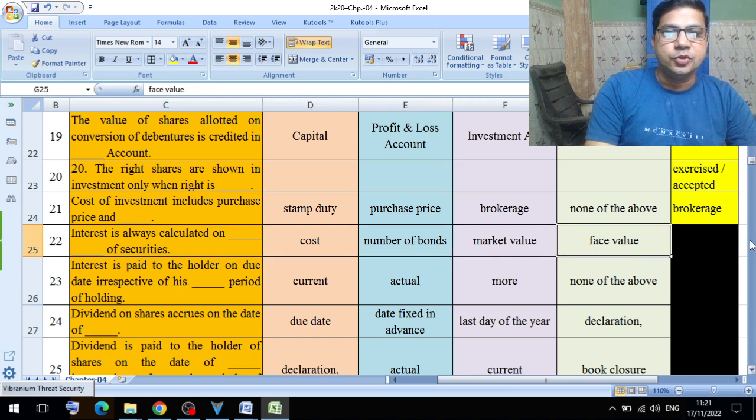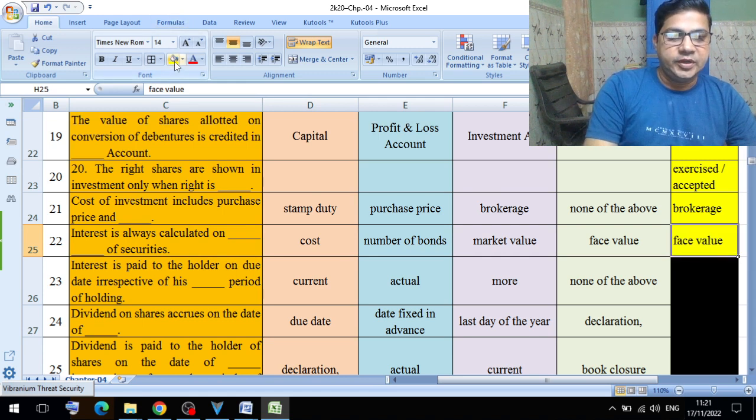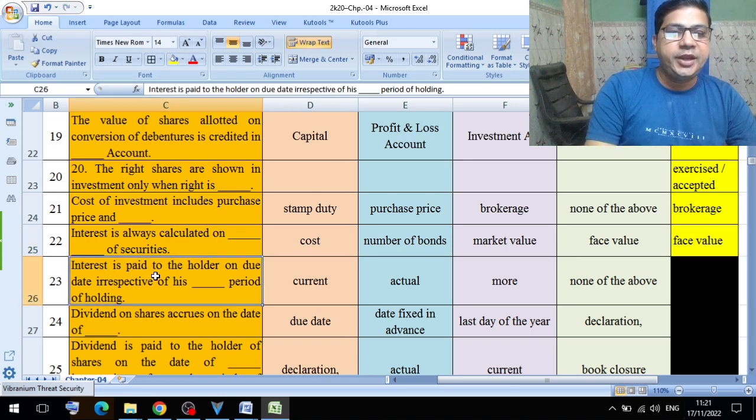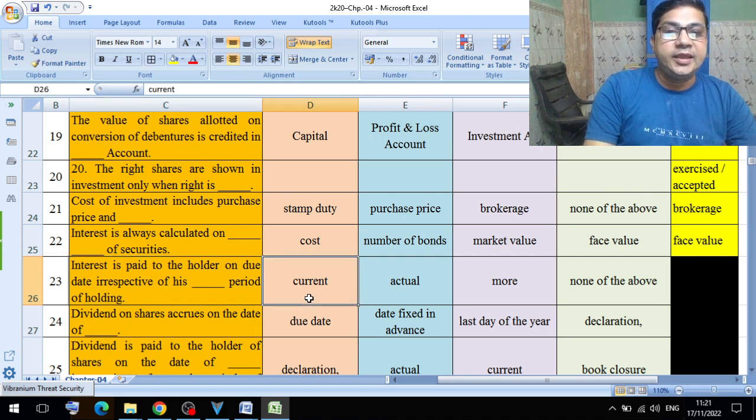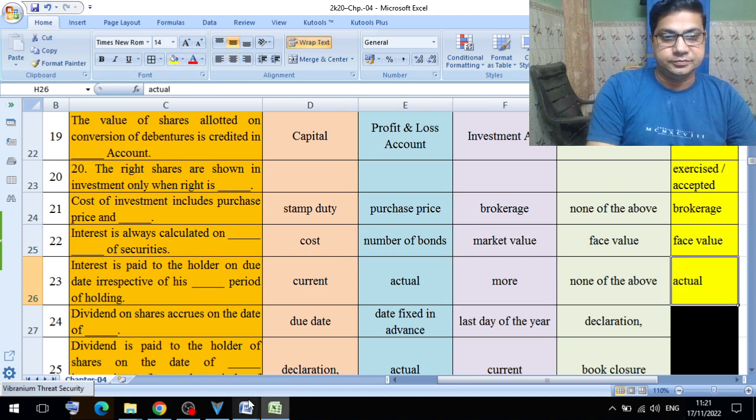or face value. The best option is face value. The interest is always calculated on face value of securities. Next, interest is paid to the holder on due date irrespective of his dash period of holding. Option A current, option B actual, option C more, option D none of the above. The answer is actual holding.